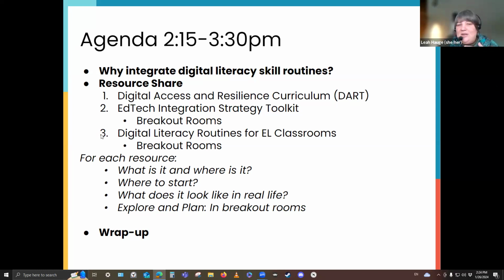And for each resource, we're going to be sure to tell you what it is and where you can find it, where you might start. We'll give examples of what it could look like in real life. And then, like I said, we'll give you that time in breakouts to unpack just a little, and we'll have a wrap up. So I will turn it over to Nick to talk a little bit about the why for the routines in digital literacy.